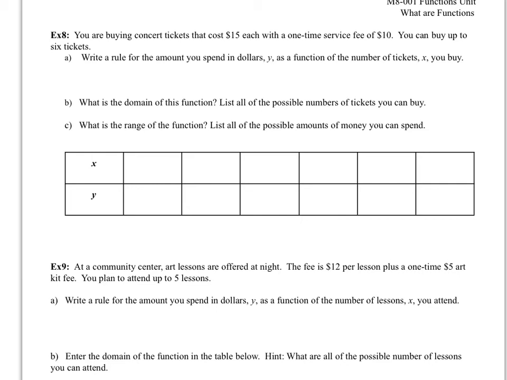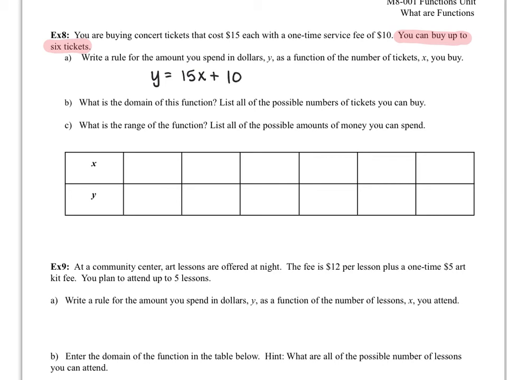So on example 8, it says that we're buying concert tickets that cost $15 each with a one-time service fee of $10. We can buy up to 6 tickets. So we're going to use this fact later that we can buy up to 6 tickets. We're going to write a rule for the amount of money that we can spend, y, as a function of the number of tickets, which is x, that we buy. So in slope-intercept form, I know that my total amount of money, which is y, is going to equal 15 times each ticket, which is x, because I don't know what that is, plus my one-time service fee of $10.